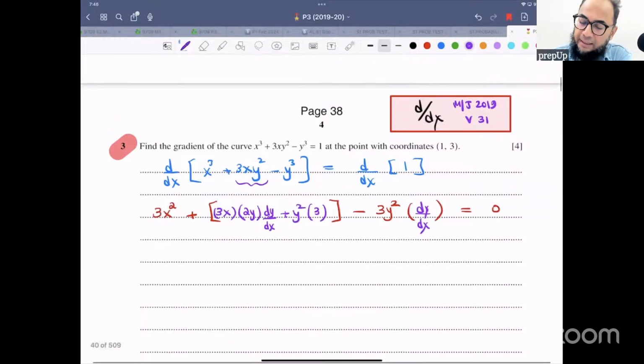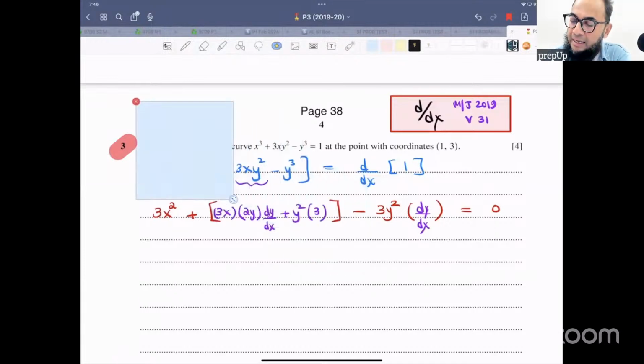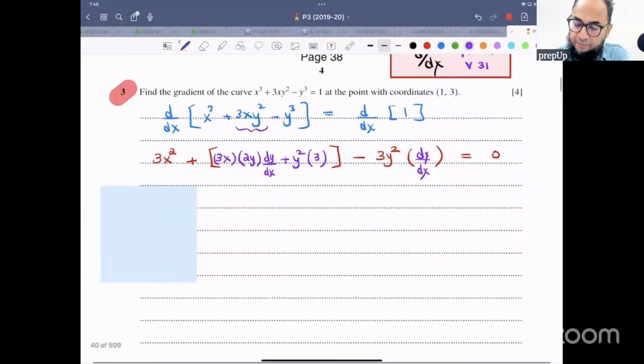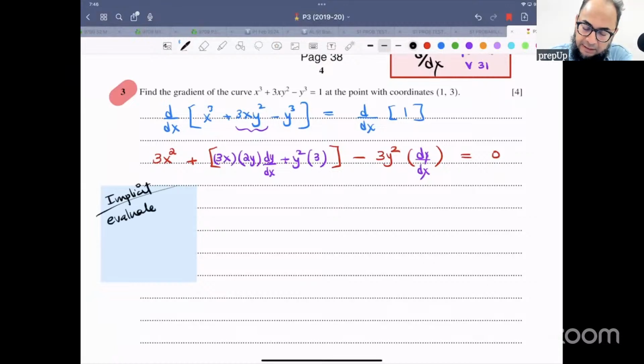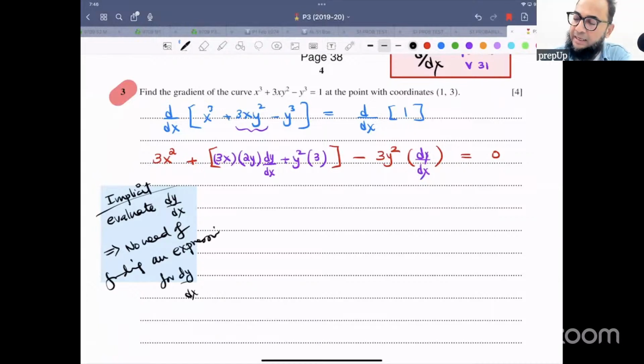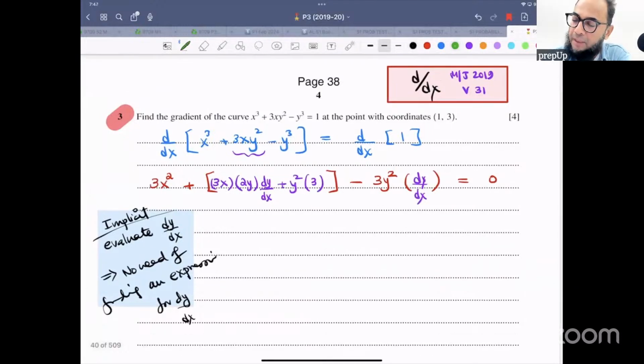Now, another thing that needs to be explained, another sticky note: in implicit or parametric differentiation, usually it happens in implicit, if they ask you to evaluate dy by dx, then there is no need of finding an expression for dy by dx. There's no need of that. So just plug in the value. What is the value? The value is (1, 3).